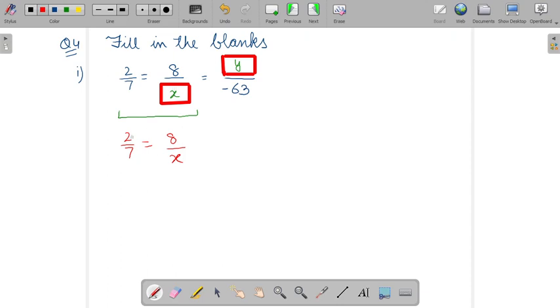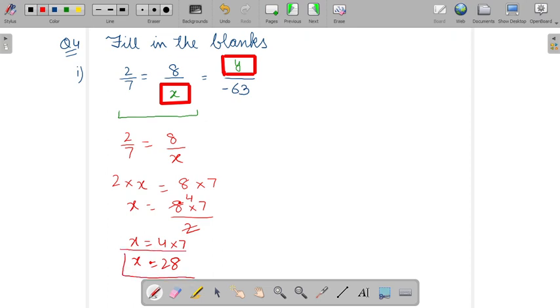अब हम क्या करेंगे? To find out the value of x, do the cross multiplication. So this method we have already done. So 8 multiply 7, then x equals 8 multiply 7 upon 2. Now cancel the term. So x will be 4 multiply 7, so x is 28. So this is the value of x.